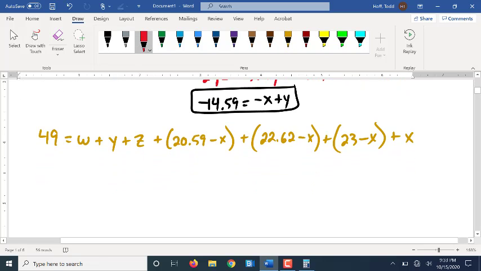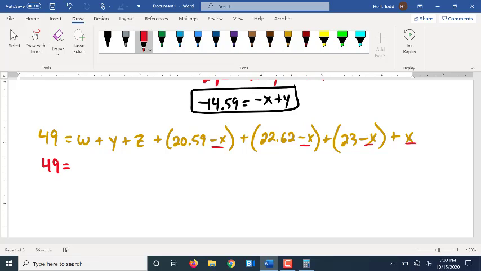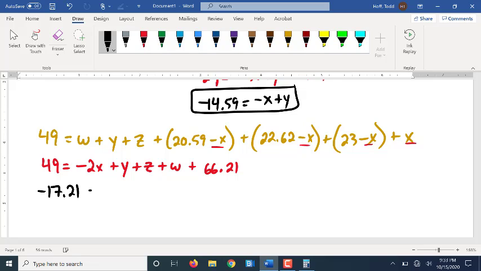So if I can combine here, 49 equals negative x, and positive x is a negative 2x, plus y, plus z, plus w, plus, now what is that, 66.21? If I subtract the 66.21, we get negative 17.21 equals negative 2x plus y plus z plus w.